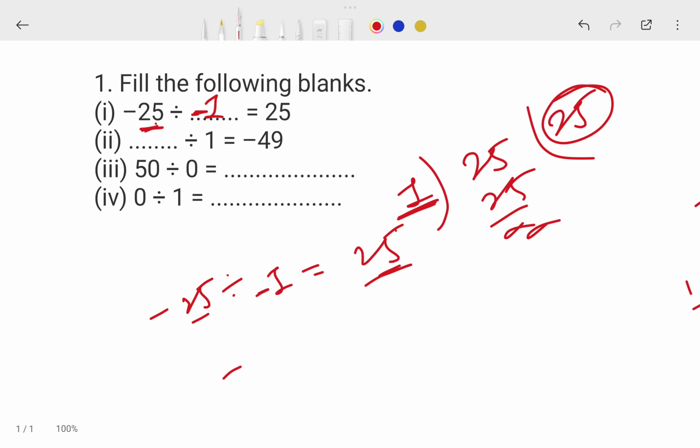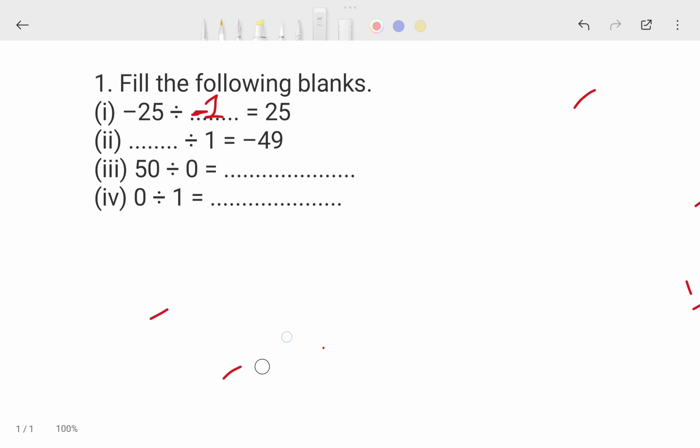So now what will happen? 25 has a minus, 1 has also a minus. Minus minus is going to be plus. Now the 25 becomes positive. So now it is positive, so that's okay. That's why I put minus 1 here. Okay, did you understand? Right, so I hope you understand.